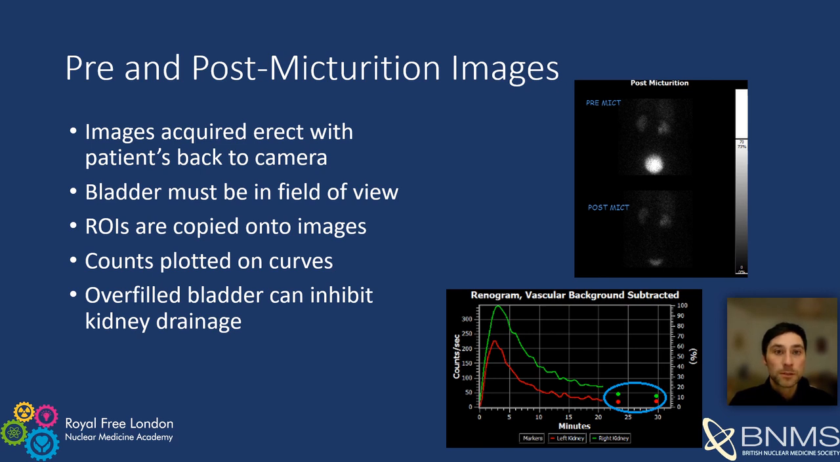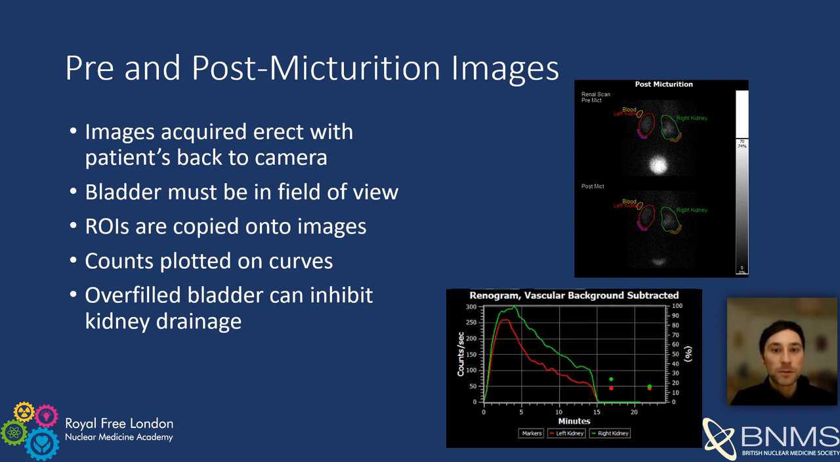Pre- and post-micturition images should be acquired for all renogram studies. The images are acquired with the patient standing with their back to the camera and the bladder in the field of view. ROIs are copied onto the images so that counts can be plotted on the renogram curves. Post-micturition images are valuable because back pressure from an overfilled bladder may prevent the kidney drainage and so mimic obstruction. These images are useful if the scan is terminated early, as it helps to better evaluate the drainage.